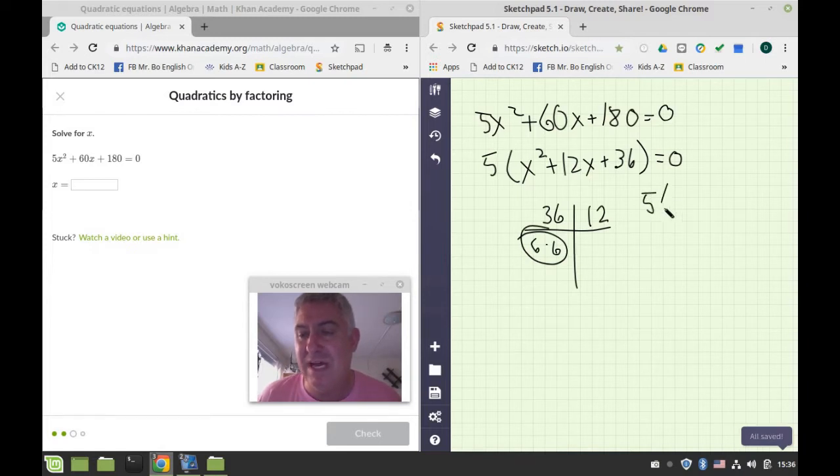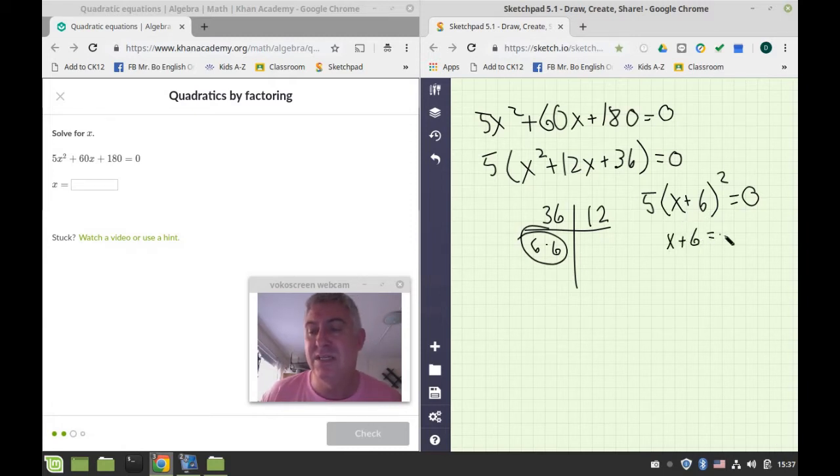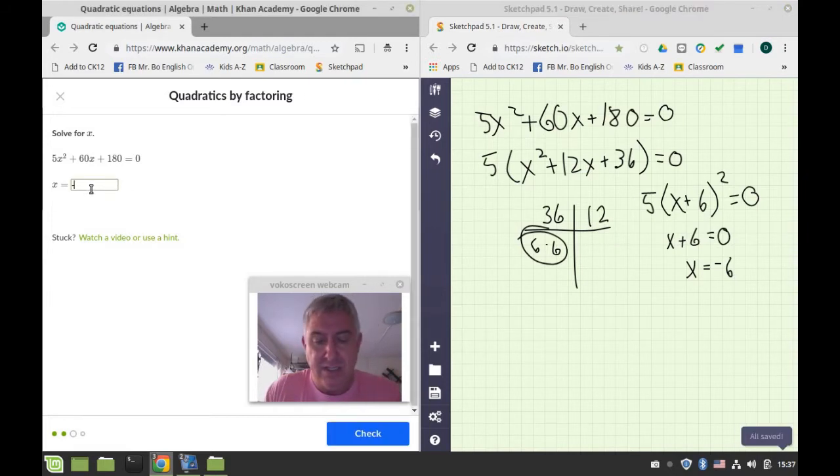So I have 5 times (x plus 6) squared, x plus 6 times x plus 6, is equal to 0. And from the zero product property, x plus 6 is equal to 0, because 5 is not 0, so this has to be 0. So x is equal to negative 6. So we have one answer, and that is negative 6.